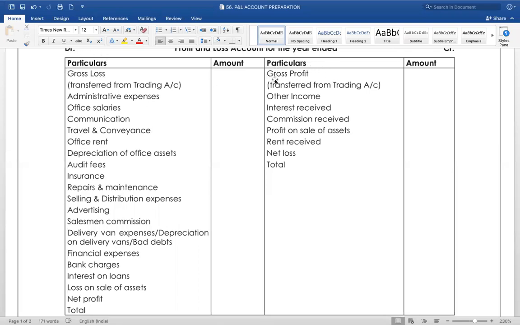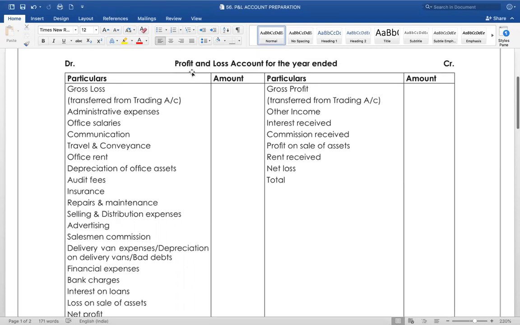Now, gross profit is the balancing figure you have seen in the trading account on the debit side. What does it mean? The trading account shows a credit balance. The excess of credit over debit is gross profit. The excess of debit over credit is gross loss. If it is gross loss, take it on the debit side of the profit and loss account. If it is gross profit, take it on the credit side of the profit and loss account.